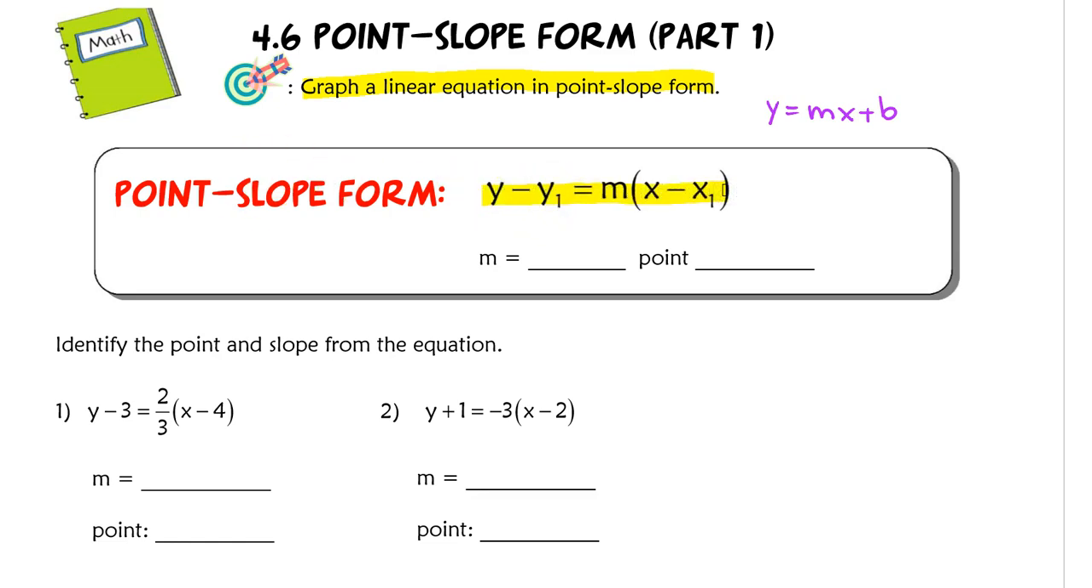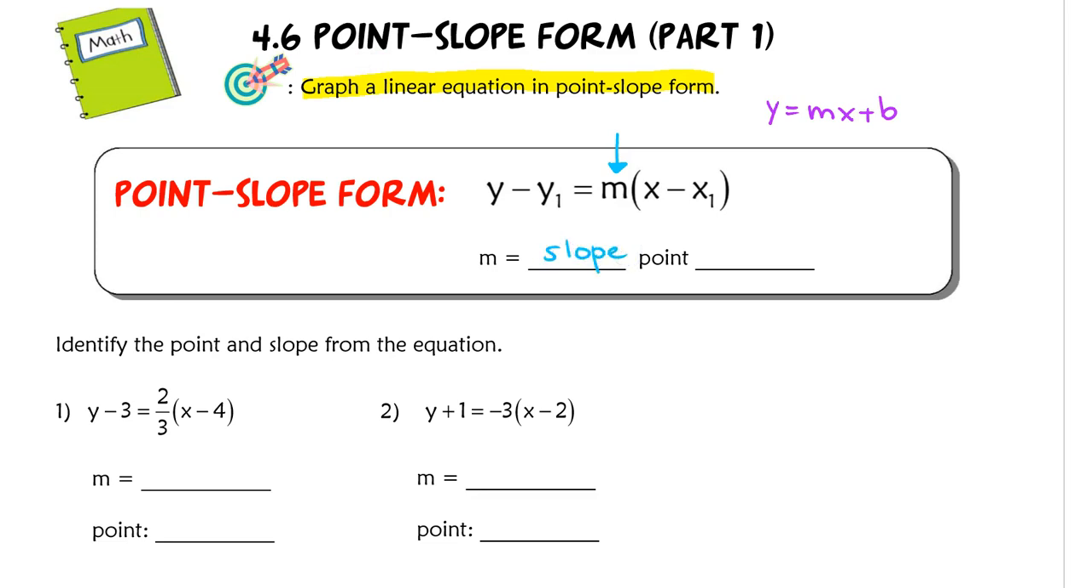Now it looks really complicated. y minus y1 equals m times x minus x1. It looks complicated, but it's not too difficult. We're just going to pick out certain parts of this equation. The m right here is always going to be in front of the parentheses. m still stands for slope.